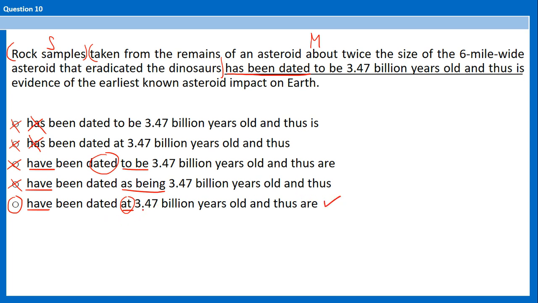The samples have been dated at 3.47 billion years old and thus are evidence of the earliest known asteroid impact on Earth. Okay, perfect.